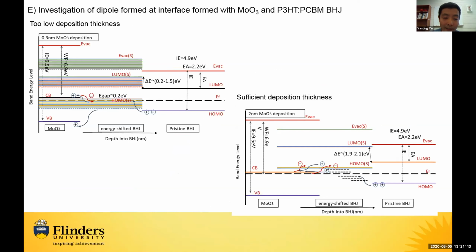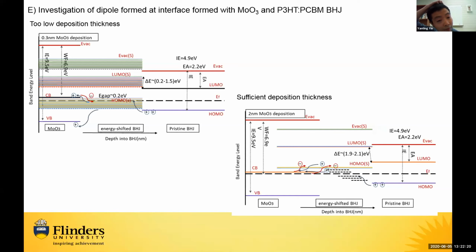For example, if we have only a tiny bit of molybdenum oxide deposition thickness, the dipole is quite small, not enough to support the whole transport from the HOMO level to the conduction band, and it needs to overcome a huge electric barrier to go to the valence band of molybdenum oxide. However, if it's more than 2 nano or 1 nano of molybdenum oxide deposition, the dipole will be strong enough to support the whole transport from the HOMO to the conduction band of molybdenum oxide. This gives us whole information about the electronic structures.